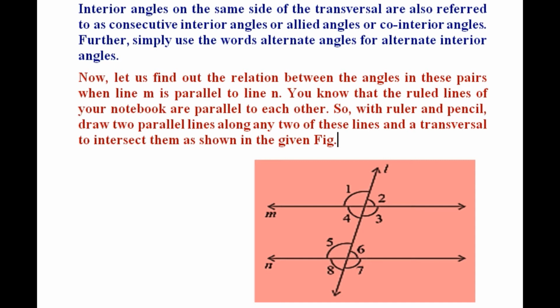Now let us find out the relation between the angles in these pairs when line M is parallel to N. You know that the ruled lines of your notebook are parallel to each other. So with ruler and pencil, draw two parallel lines along any two of these lines and a transversal to intersect them as shown in the given figure.